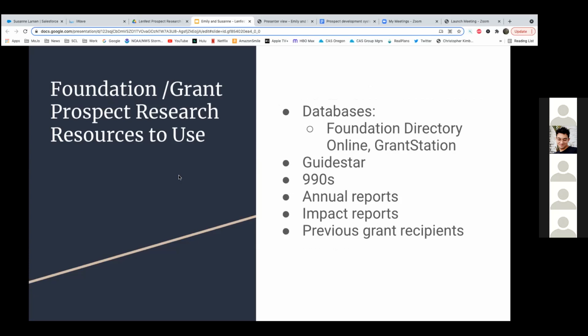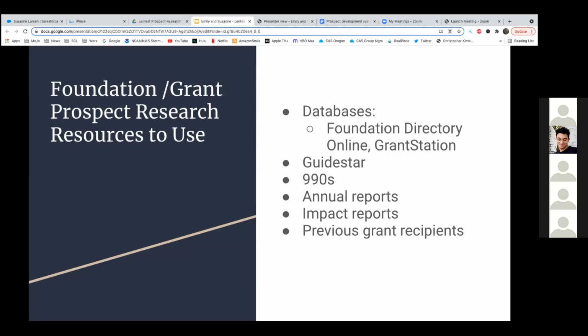I always recommend with these, just do your digging, because some of them will only show foundations that are openly accepting applications, while some will show any foundation ever. So just make sure that you're getting what you need when subscribing to a database. But again, GuideStar and Charity Navigator, those are great websites to use. 990s, annual reports, impact reports.